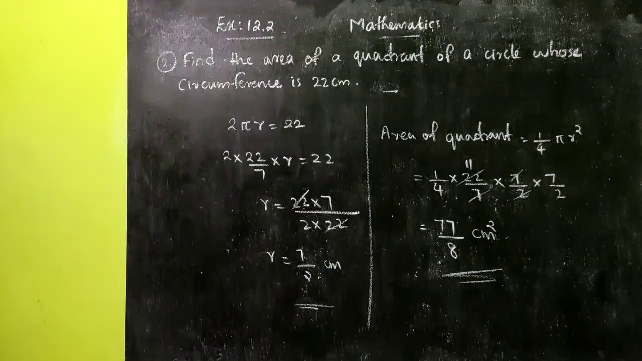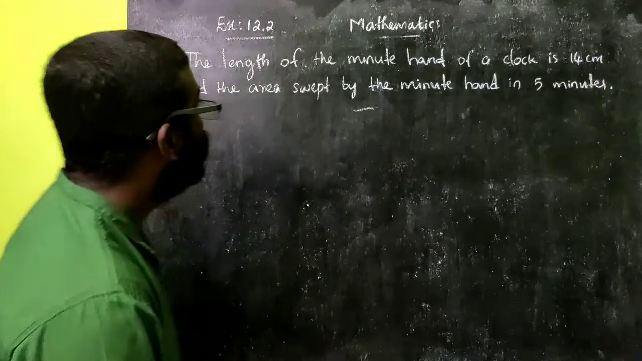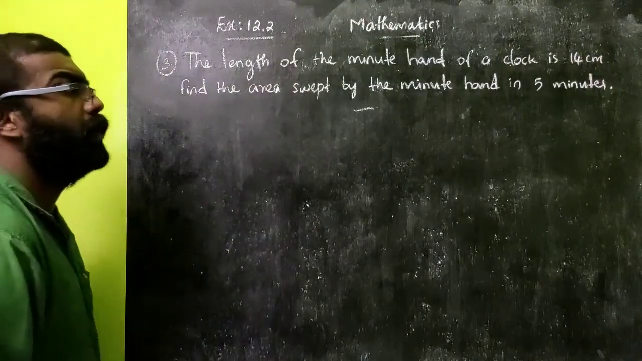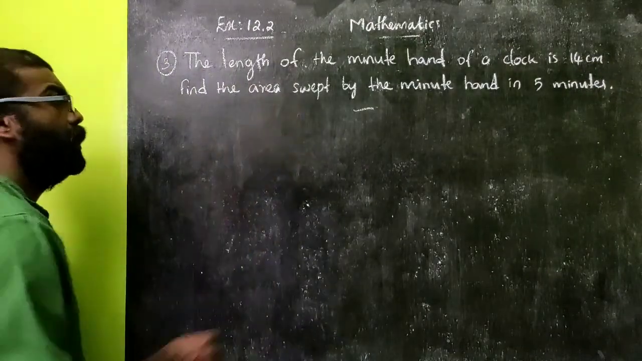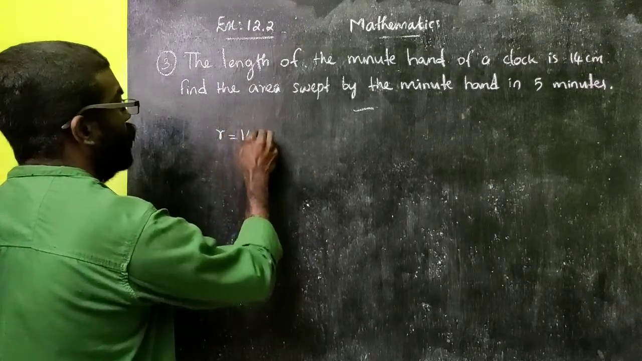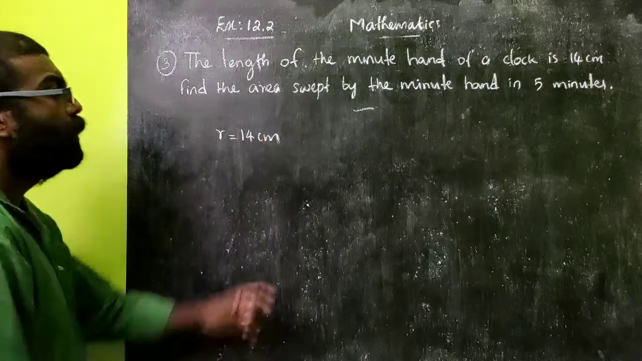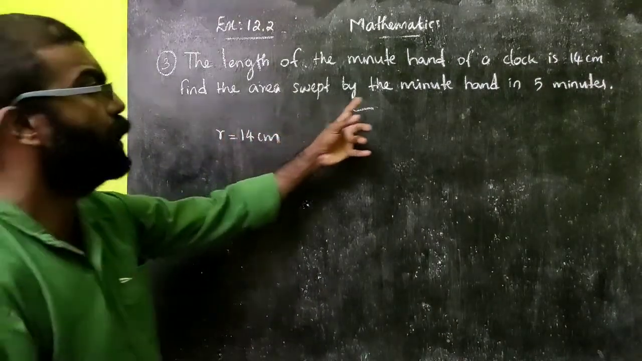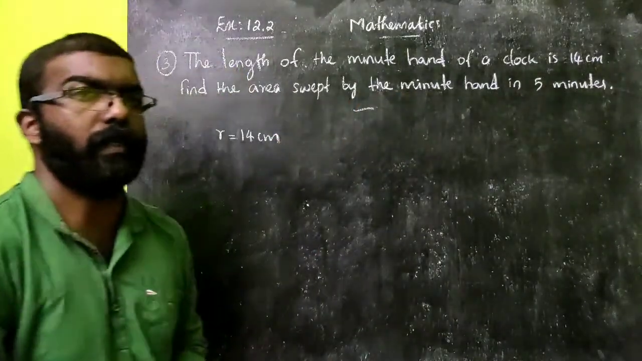Clear? Now the next question is, the length of the minute hand of a clock is 14 centimeter, that we can take as the radius of the circle. r is equal to 14 centimeter. Find the area swept by the minute hand in 5 minutes.